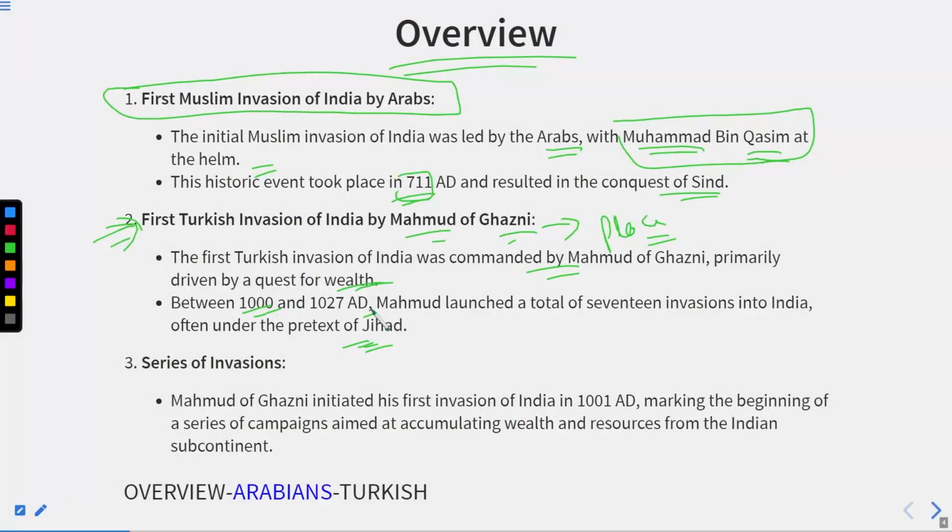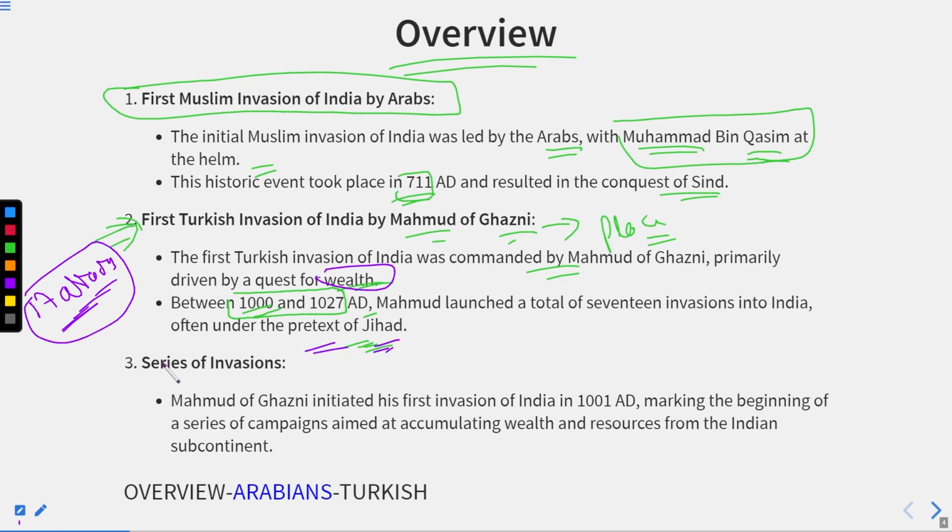All right, so Mahmud of Ghazni, during the time period of 1000 to 1027 AD, launched multiple attacks, almost 17 attacks on India, for wealth. As I have told you, there was a concept of raiding and looting. They raided the empires, looted the wealth and went back to their place. For this he called it jihad.